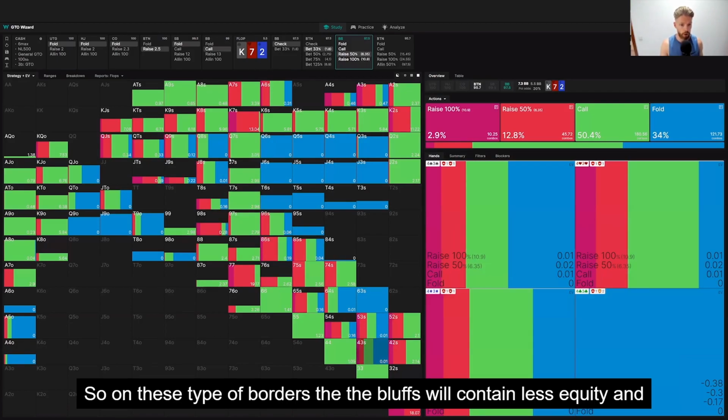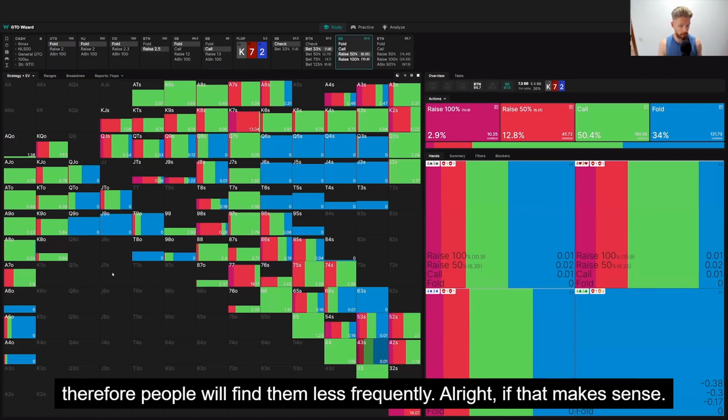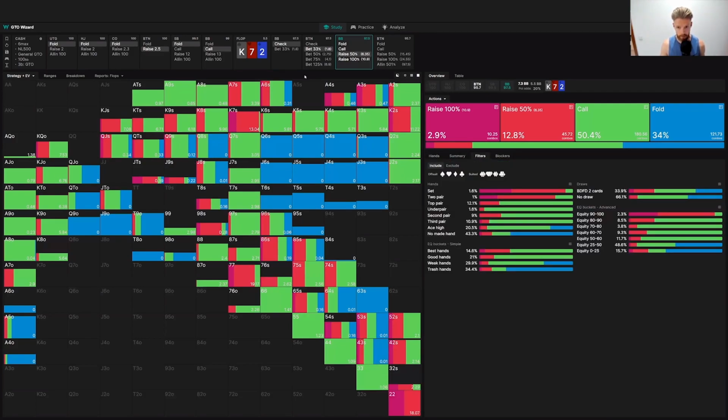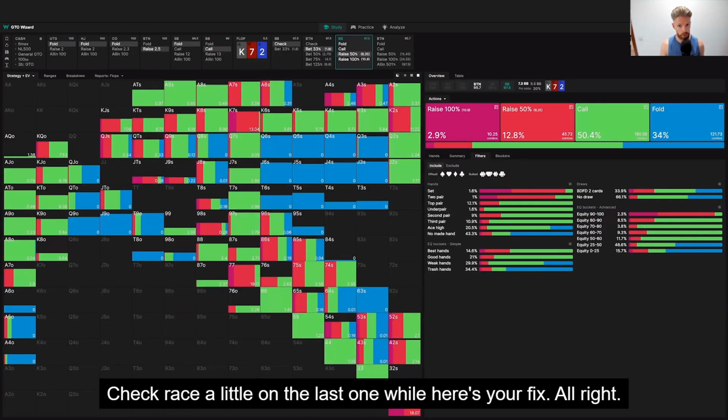So on these types of boards, the bluffs will contain less equity, and therefore people will find them less frequently. All right, if that makes sense. I hope there are some people out there who think, oh yeah, I probably check raise too much on the first one and check raise too little on the last one. Well, here is your fix.